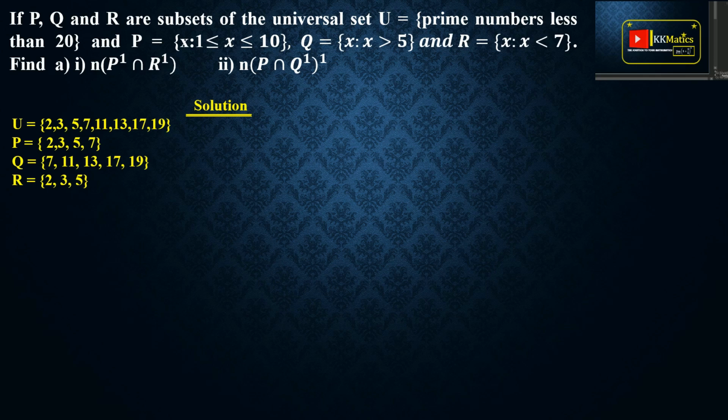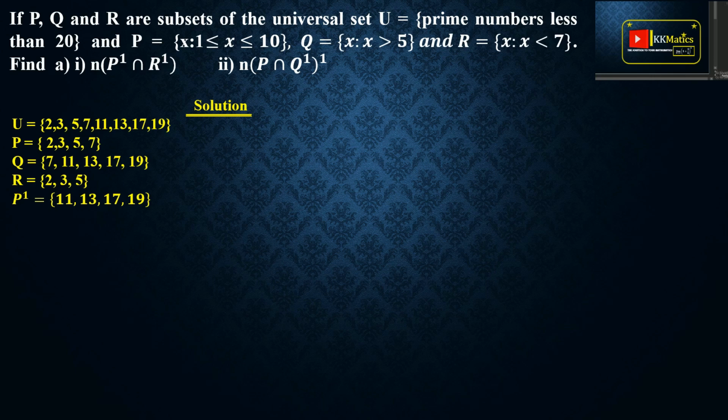Then we move on to finding the P complement because the question is demanding that we find it. So P complement is equal to the set of what? When we talk about P complement, it means the elements that are not in P but are in the universal set. And what are the elements that are not in P but can be found in the universal set?